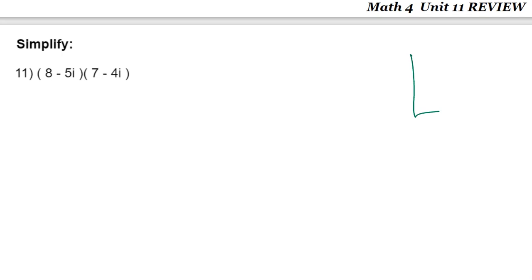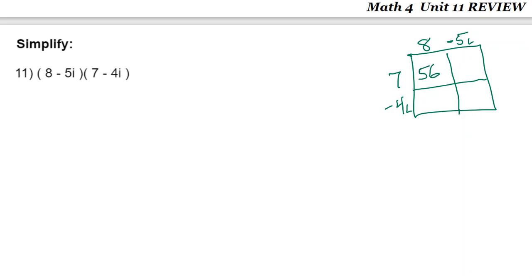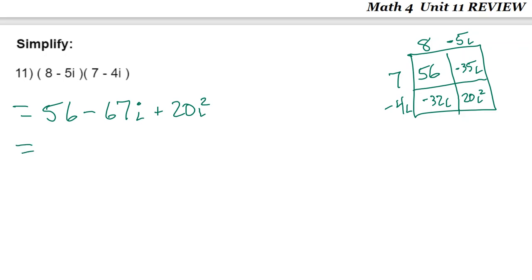Here, we're going to do a little box or foil, depending on your preference. So we're going to have a 56 and 30, -32, -35 make -67i. And then positive 20i squared is going to create a -20, and 56 minus 20 is 36.